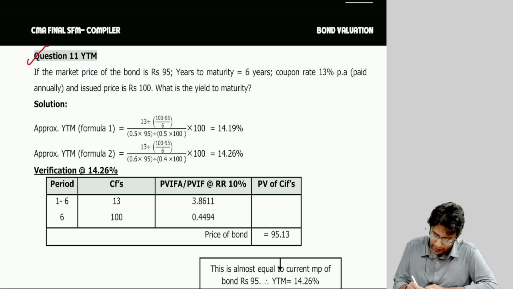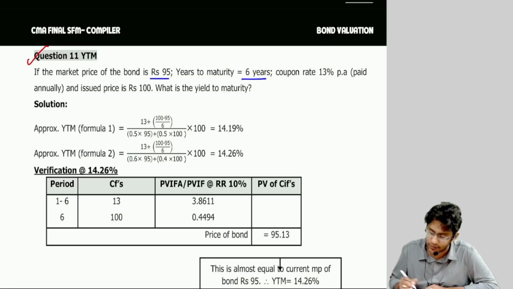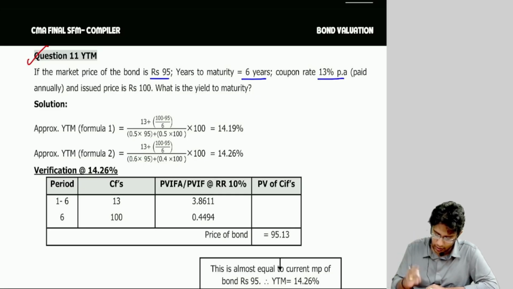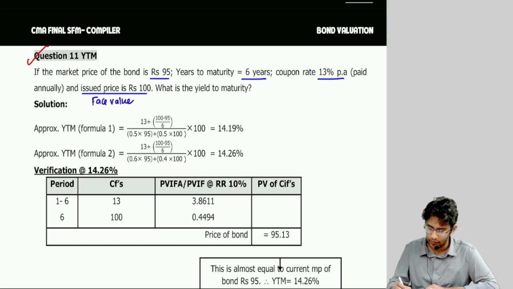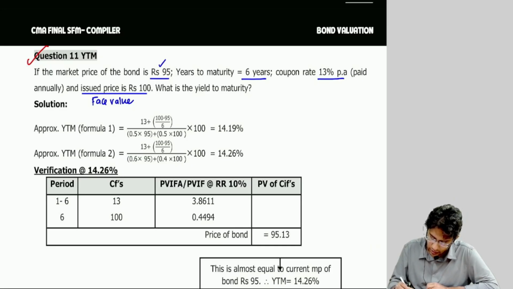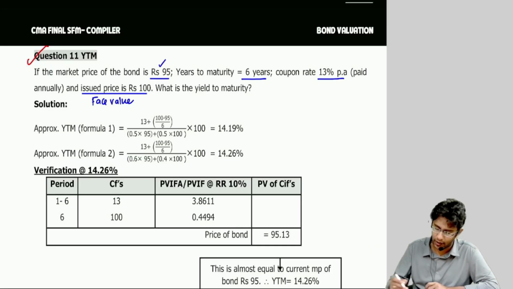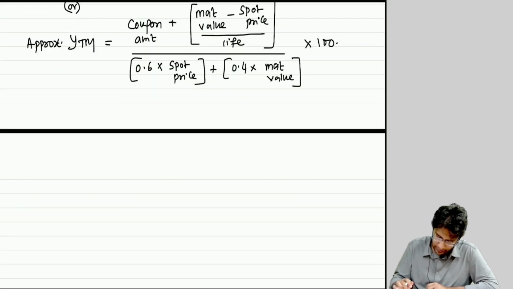If the market price of the bond is 95, years to maturity is 6 years, coupon rate is 13% per annum paid annually, and issued price is 100. Issued price, I told you the meaning earlier also. This is nothing but face value. Because generally bonds are issued at face value, that's why he is calling it issued price. Issued in past tense, once upon a time issued. Today market price is 95. He is asking what is the yield to maturity. So let's solve this, sir. Question number 11.